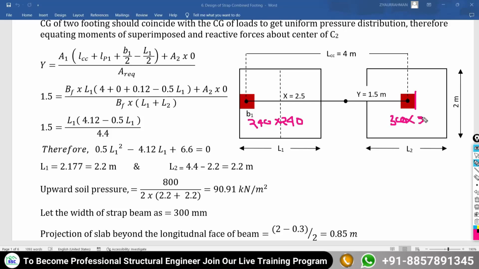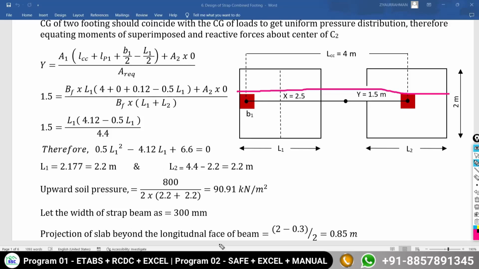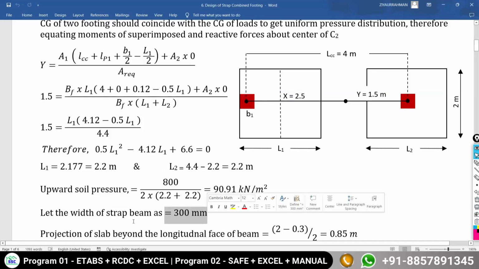So we are going to consider the maximum size of the column. So what is the width of the beam? This one. So the beam passes through the face of your column. Okay, this is your beam. You need to understand that. Let the width of the strap beam be 300 mm.